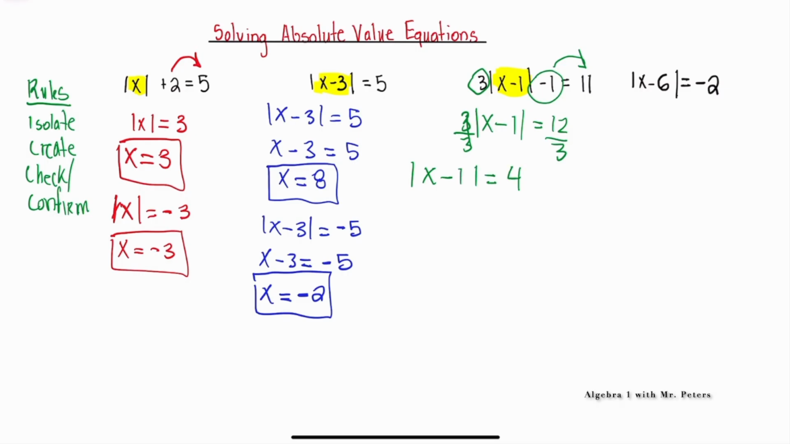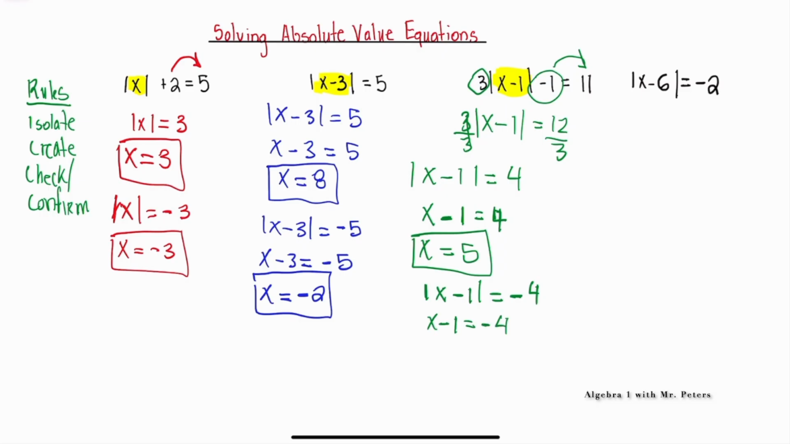Now that it's by itself, we can create both equations. The first one stays the same. Drop the brackets, x minus 1 is equal to 4. Add 1, x is now equal to 5. Now when we create the second equation, we have the absolute value of x minus 1 is equal to the negative quantity, -4. Drop the brackets, x minus 1 is equal to -4. Once we add 1, x is now equal to -3.